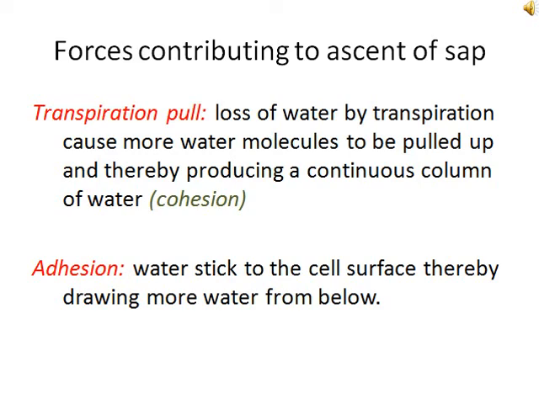The next one is adhesion. It causes the water to stick to the surface of the cells, thus drawing more water molecules from below when the leaf cells lose water during transpiration. This pulling force provided by the leaf is especially important in tall trees such as pine, which do not have enough root pressure. So adhesion means water molecules stick to the cell surface, thereby drawing more water from below. So these are the forces contributing to the ascent of sap.